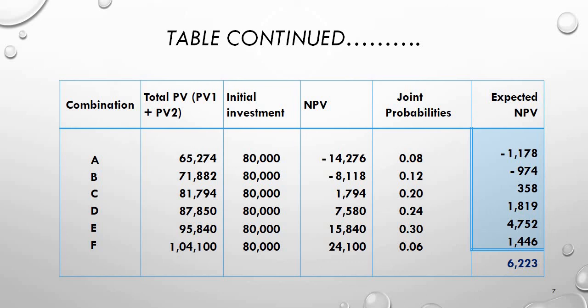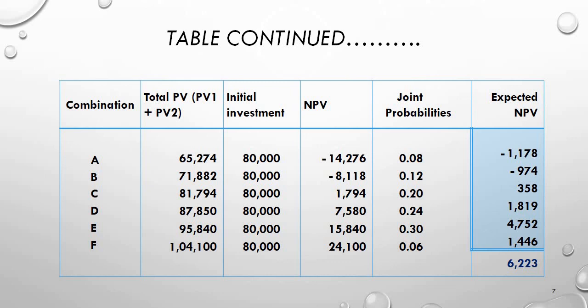C: 81,794 minus 80,000, that is 1,794. D: 87,850 minus 80,000, 7,850. E: 95,840 minus 80,000, that is 15,840. F: 1,04,100 minus 80,000, that is 24,100.